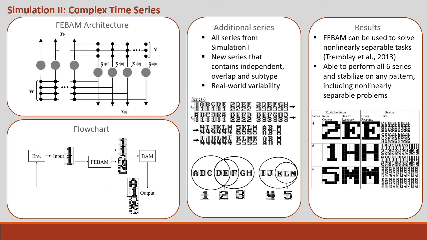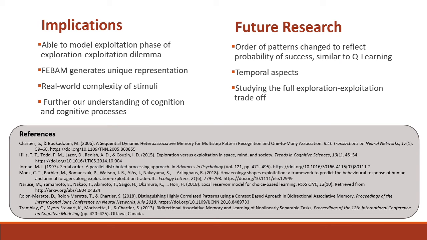In conclusion, by using the BAM, we are able to model the exploitation phase of the exploration-exploitation dilemma, where the subject iterates through different learned responses and can stabilize on the correct response based on feedback from the environment. By adding a FBAM to generate a unique representation for each learned stimulus, we were able to model this with all of the complexity of a real-world setting, including different lengths of stimuli, different levels of correlation, and nonlinear problems.